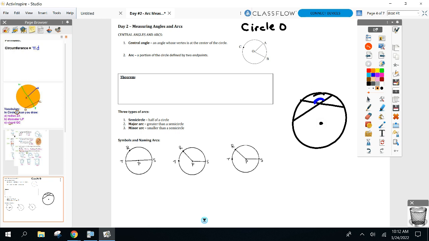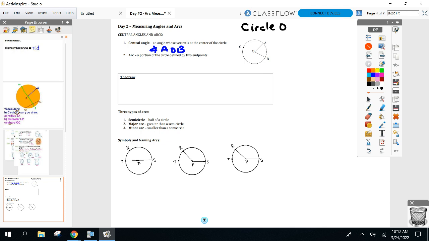This angle right here, is the vertex the center? It's not called a central angle. It's something different. Do you see what I mean here? The center has to be the vertex. So here, angle AOB is a central angle. It's got to be the center of the circle where the vertex is. All right. So that's a central angle.